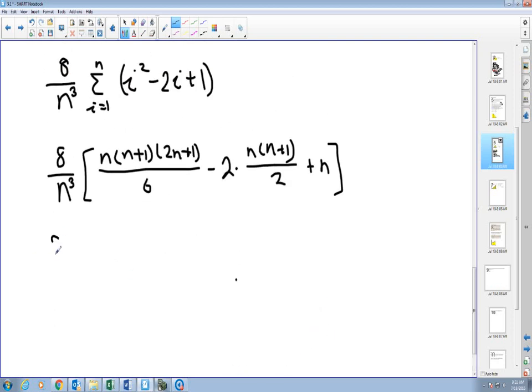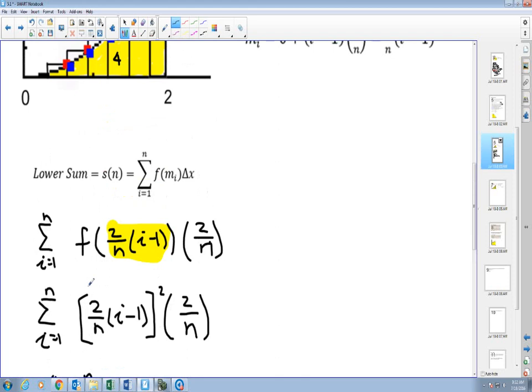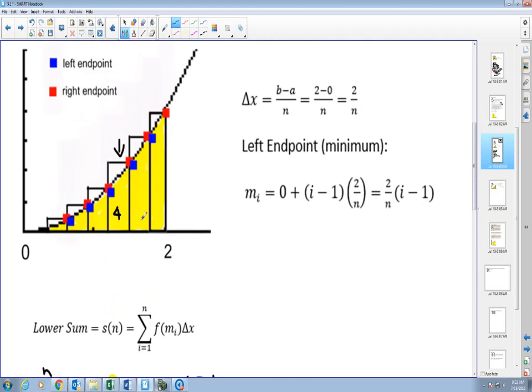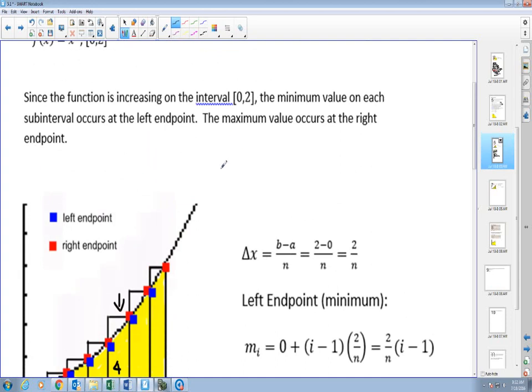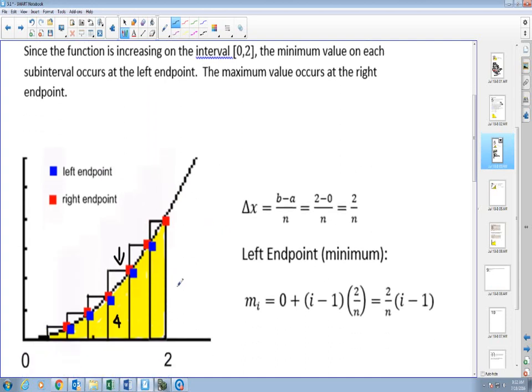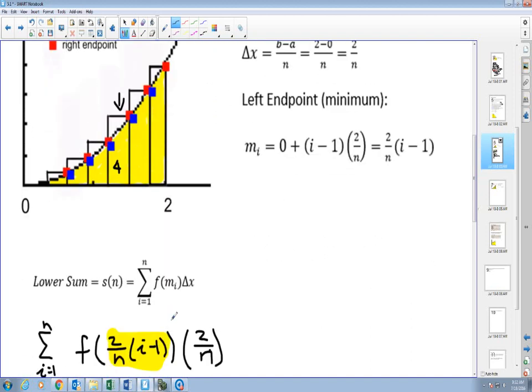Let's see if we can clean this up a little bit. I just realized that I'm not saying 1, 2, 3, 4, 5, 6. I'm not saying do 6 rectangles. I'm actually telling you to use n number of rectangles here. I just drew 6 of them to show you these endpoints.